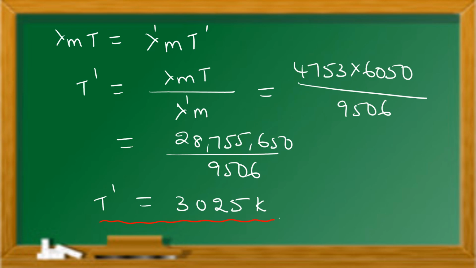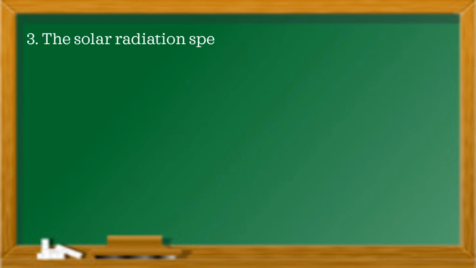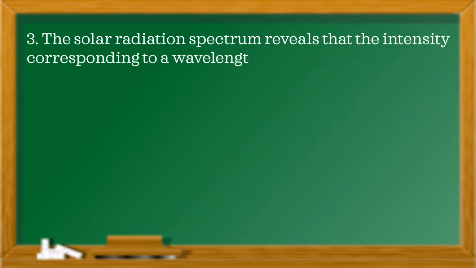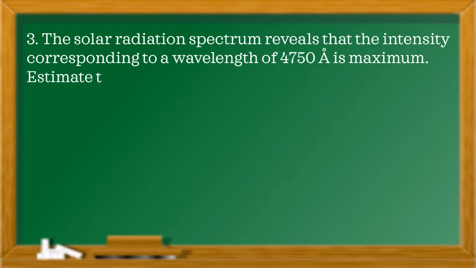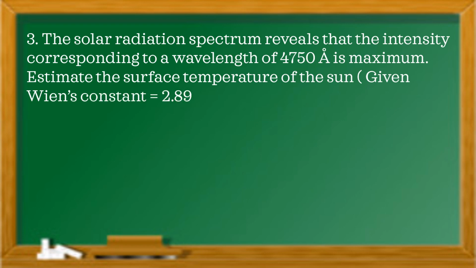Next we'll go to the next problem, the third one. The solar radiation spectrum reveals that the intensity corresponding to a wavelength of 4750 Angstroms is maximum. Estimate the surface temperature of the sun. Given Wien's constant is equal to 2.89 into 10 to the power of minus 3 meter kelvins. In this question, they gave the corresponding wavelength 4750 Angstroms, and you have to estimate the surface temperature of the sun. Given Wien's constant is equal to 2.89 into 10 to the power of minus 3 meter Kelvin.